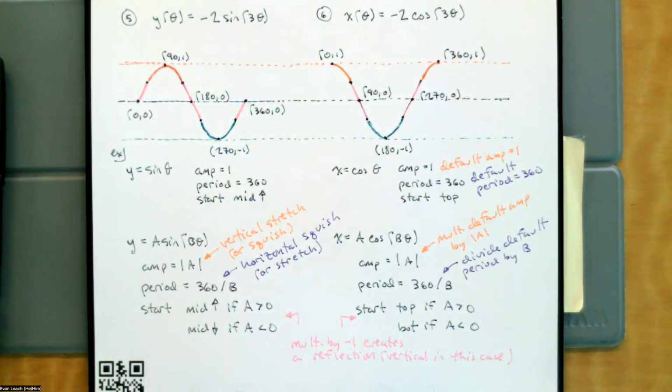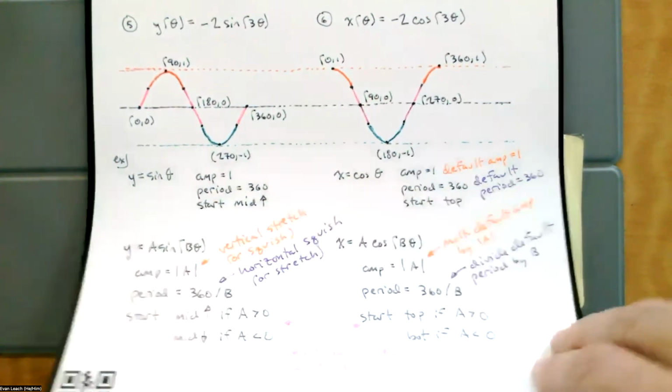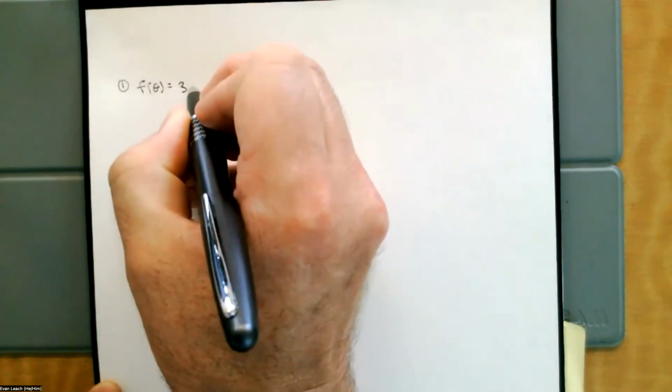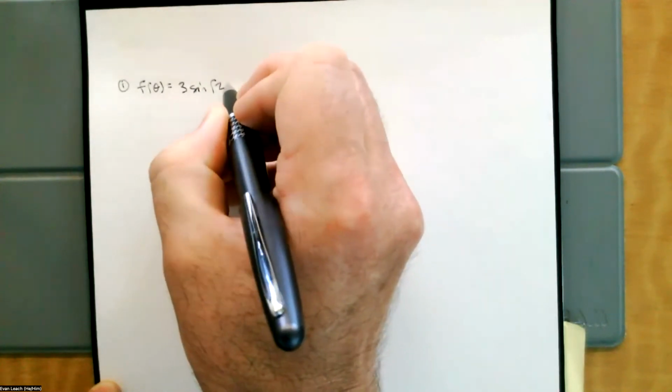Let's take a look at some of these graphs, the things that we want to identify, and then practice drawing some nice sinusoidal graphs. So our first function is a modification of sine of theta. I've got f of theta is 3 sine of 2 theta. I'm going to post this later if you're missing any pieces. So problem 1. f of theta is 3 sine of 2 theta.